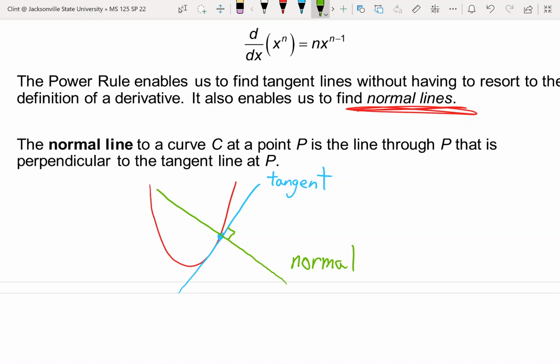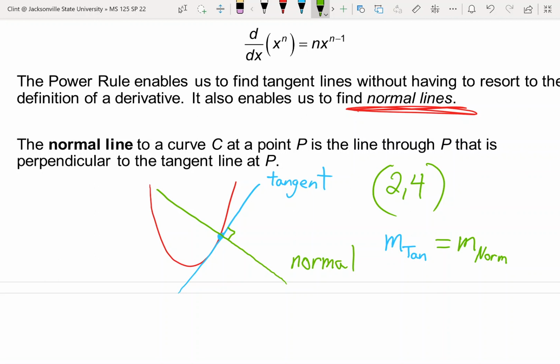Okay? What's the relationship between perpendicular lines? These both go through the same point. So maybe we could say we're going to go through the point 2, 4. So the tangent line will go through the point 2, 4, and the normal line will go through the point 2, 4. But the slope of the tangent line, I'll call that m tan. How is that going to be related to the slope of our normal line?